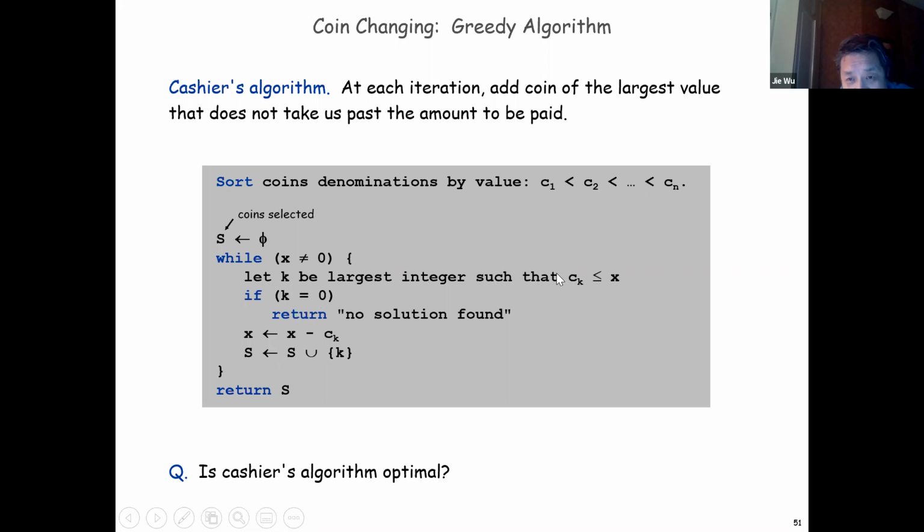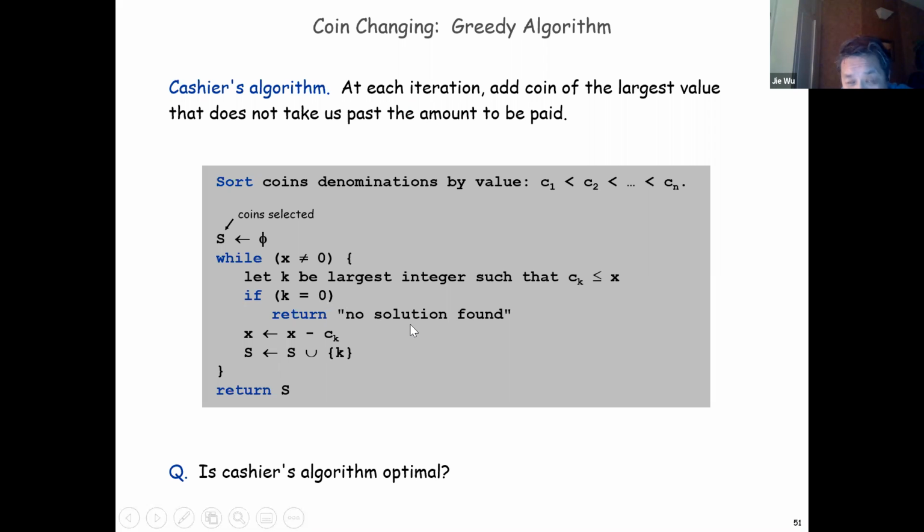If there's no solution, you report that, but in our case there is always a solution. But that's another issue, right? Maybe in the test, I will test you: is it possible that there's no solution? Think about it. If a country did not carefully design their coin denominations, you may not even be able to return the exact amount. The answer is simple: if you don't have a penny, then you may be in trouble, right? If you don't have a penny, then you cannot. So that's to say no solution found.